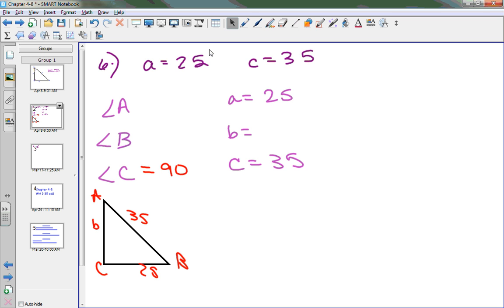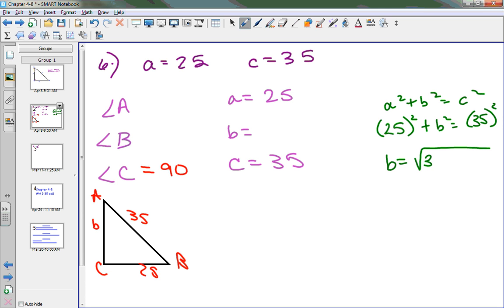What you have to do is find out everything else. So how do I go about finding out my angles? Well, what's the obvious thing you should find first? The missing side. So how do I find that missing side? a squared plus b squared is equal to c squared. So a is 25, b squared we don't know, c squared is going to be 35 squared. That tells me b is equal to the square root of 35 squared minus 25 squared.